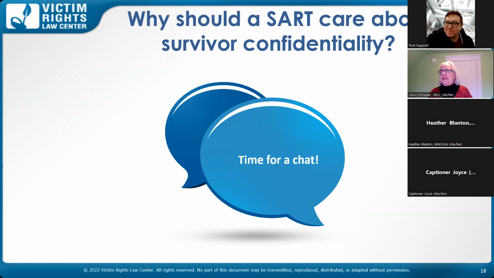Safety, protect them. Lots of different examples of safety. So we've got some respect, safety, avoid further injury. And then also maintain trust between agencies, because if you have that trust, you're going to better be able to serve survivors. Honoring the stories, they get to tell their own stories. Survivors get to control their narrative and their information. These are great reasons about why SARTs need to care about that.